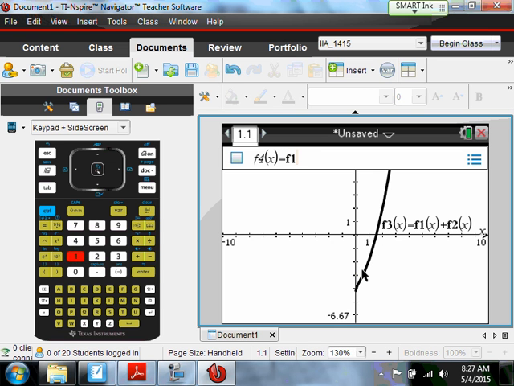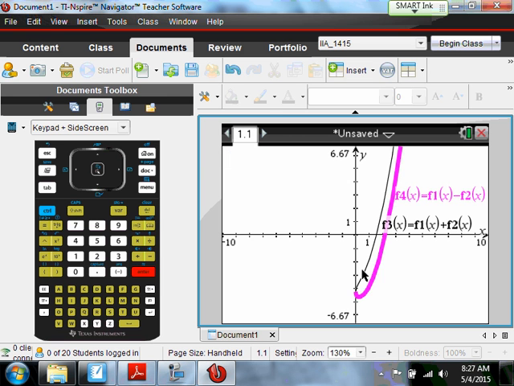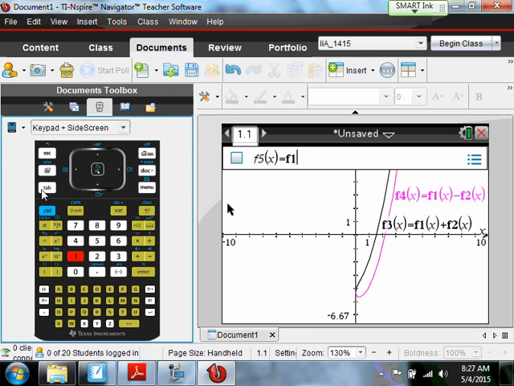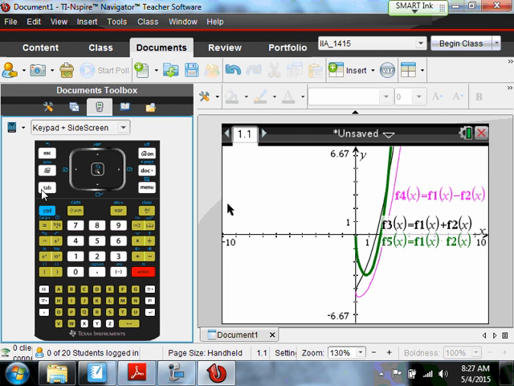Let's go f1 of x minus f2 of x. That's kind of interesting, isn't it? And let's go one more time. Let's go with f1 of x times f2 of x. So each one of those looks a little bit different, but they do all have the same domain. Is everybody okay? Comments, questions, concerns, short debates, long debates? Regardless of what they are, they're all going to have the same domain.